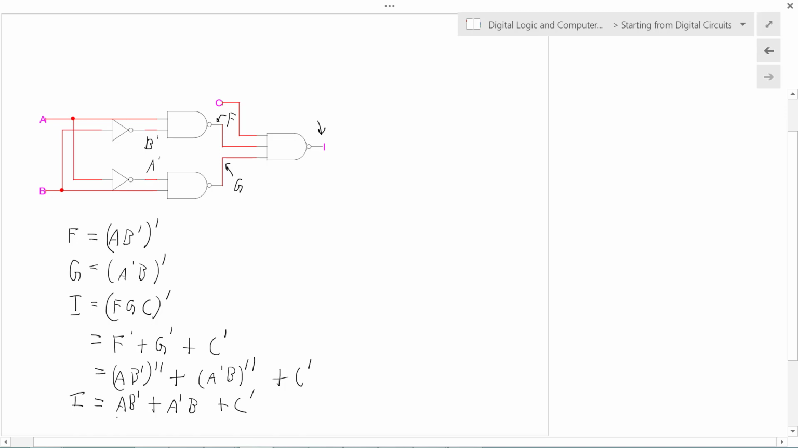Now we have this quantity here. This is equal to A XOR B. So we can say here I is equal to A XOR B or C prime.